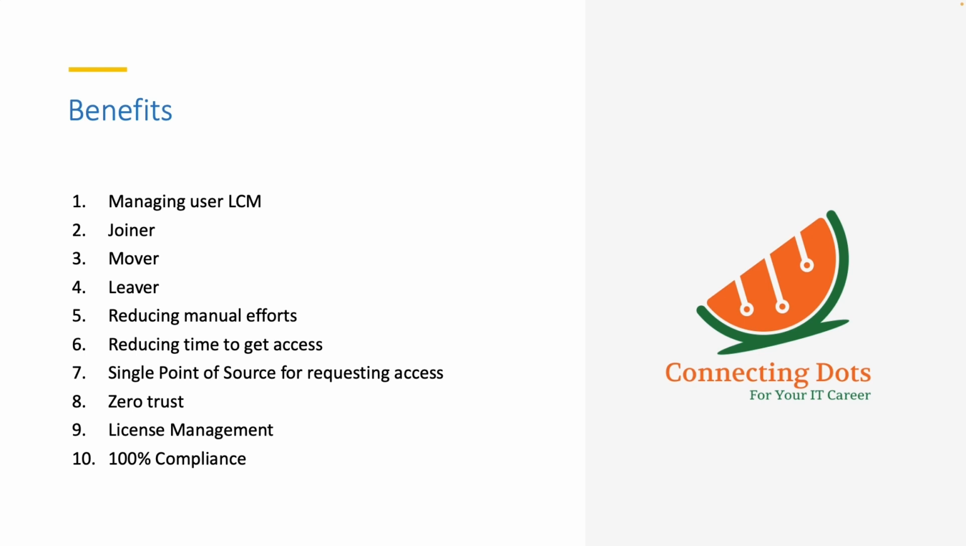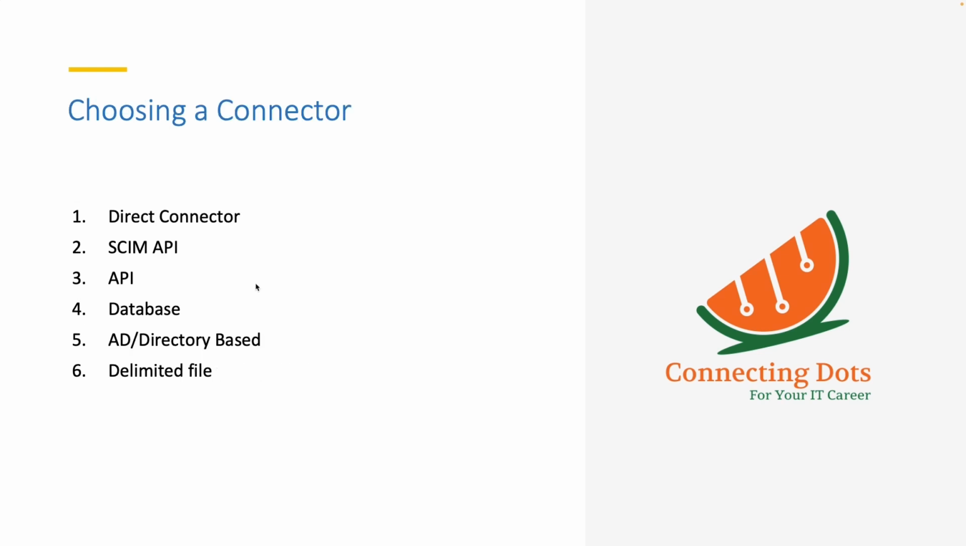All these benefits you should explain to the application team so that they understand what they are doing, why they are doing it, what the purpose is, and what business value they are going to get from this. Second, we need to choose the connector, and for that we need to have some discussion with your application team. Choosing the connector is very important. This is the approach which I follow, which you should follow as well.